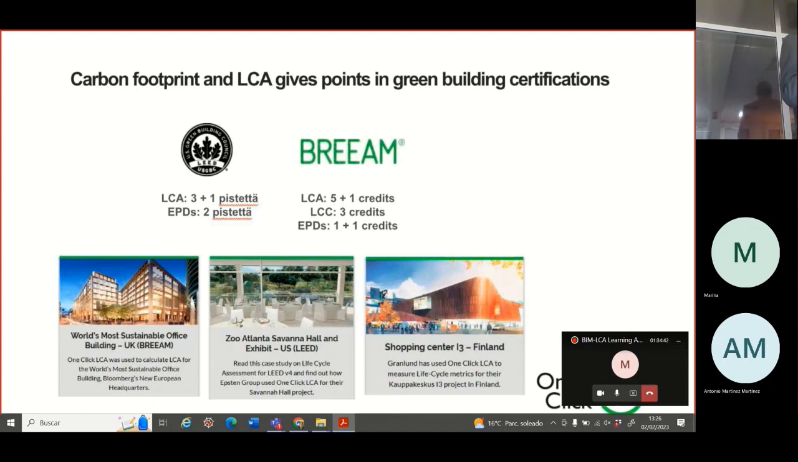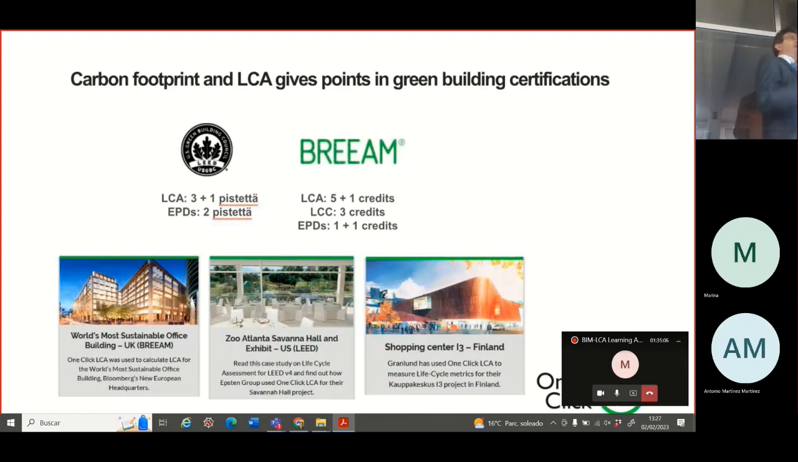And in order to reach this value, you need to use the LCA. I mean, it can be the same building, but if you have not done the LCA, you lose a lot of points. So, of course, they are using this OneClickLCA for the world's most sustainable office building.